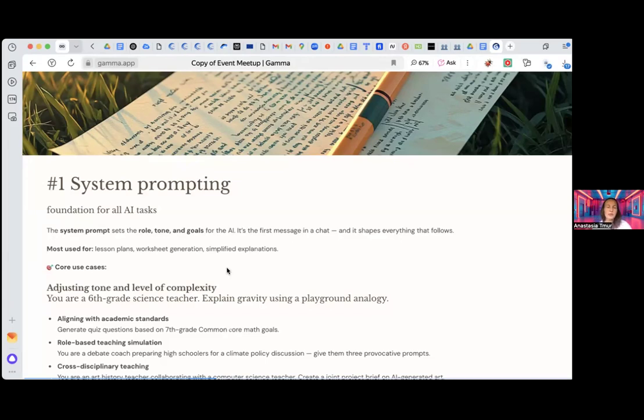So if we are speaking about educational materials, it is most used for lesson plans, worksheet generation, and simplified explanations. For every material you need, the system prompt is the first prompt, and you may put there all the context you need, all the tasks you want. So please try to make small system prompts and big system prompts and see the difference between them.